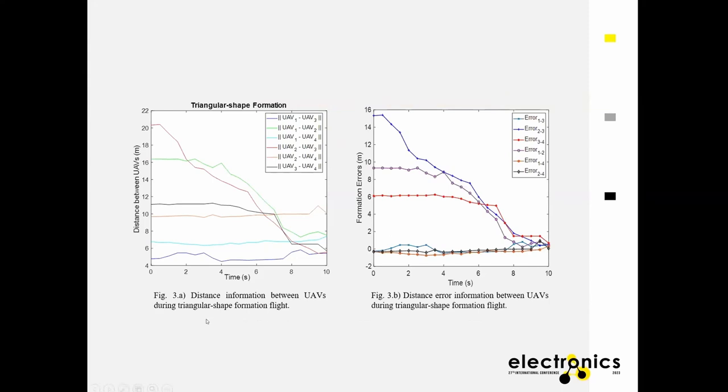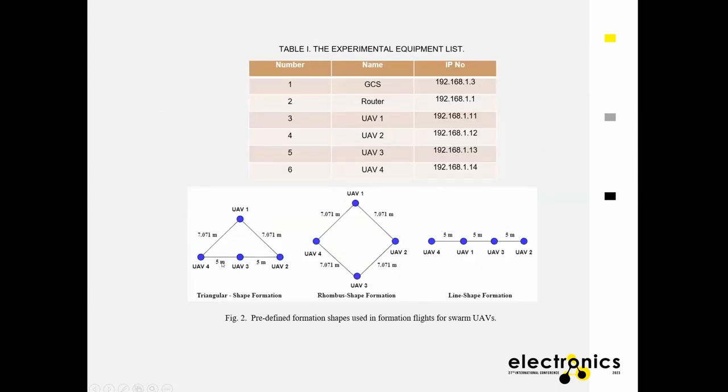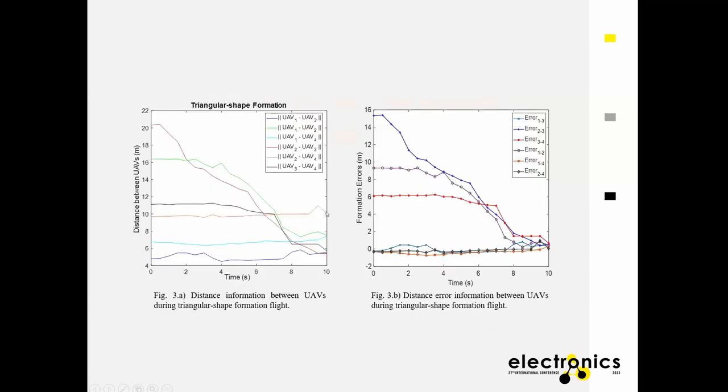For the first one, figure 3A represents the distance of formation between UAVs during the triangular shape formation control. Here we can check any distance from the real-time test results. For example, UAV 2 minus UAV 4 must be close to 10. Here I think it's nearly 10, yes. Based on this distance information, we can also check the errors while realizing this triangular shape formation.